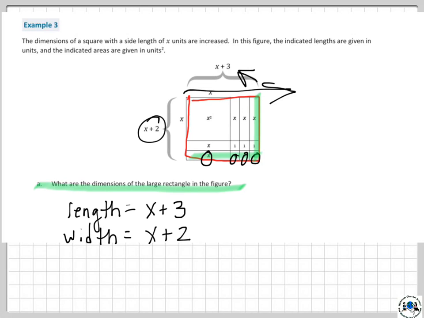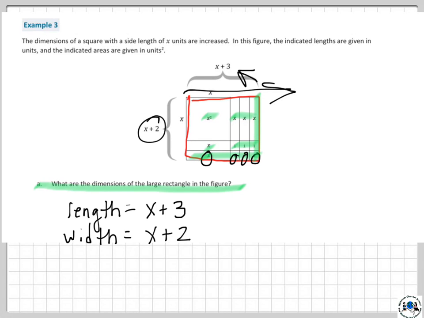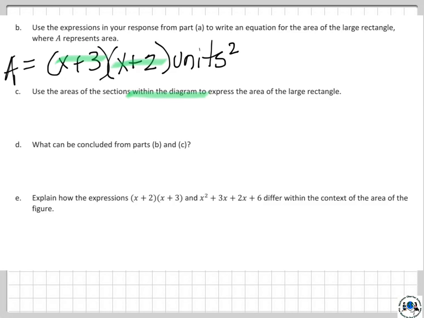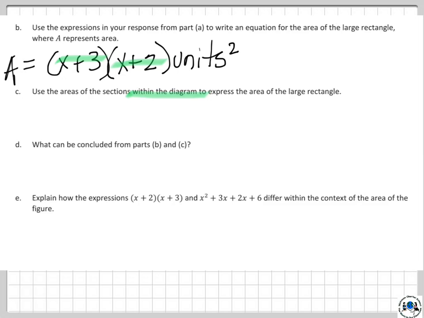And if you look at all those areas, all those parts within, we would come up with this here. And that would be A equals x squared plus 3x plus 2x plus 6 units squared. Okay, so let's just take a look at that again.